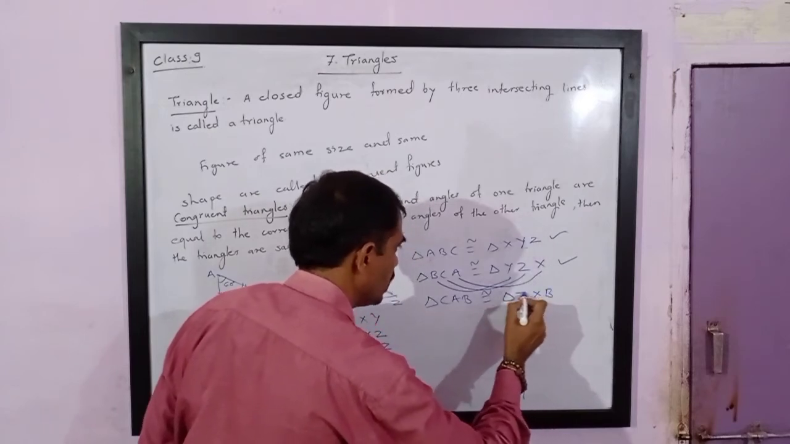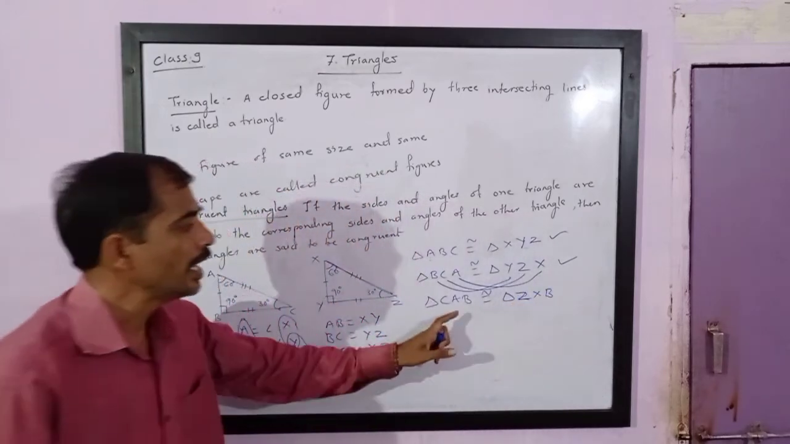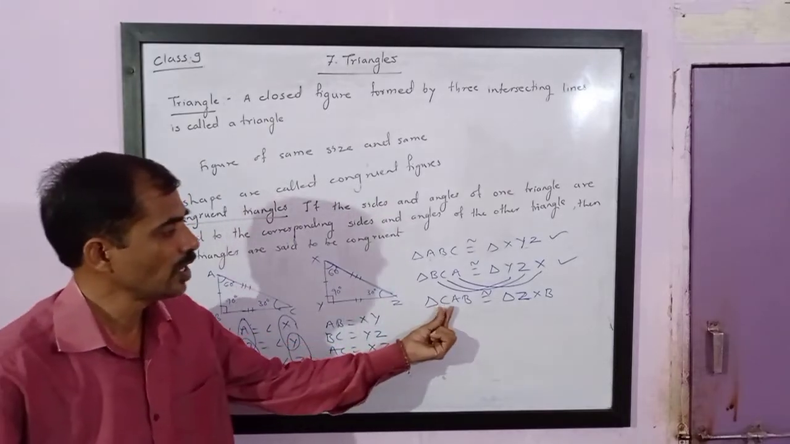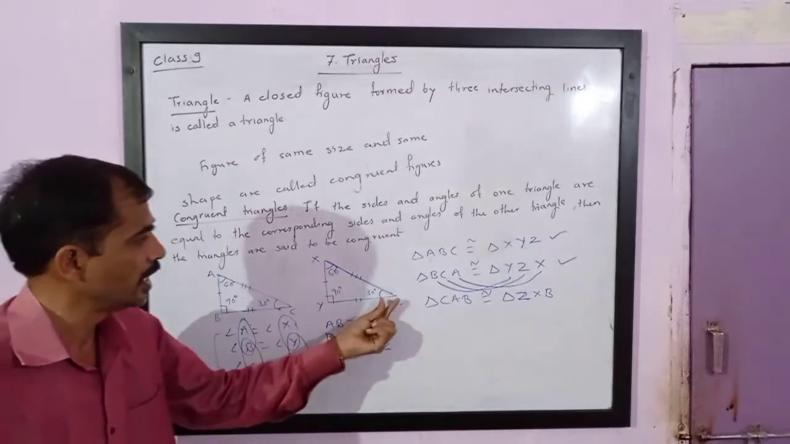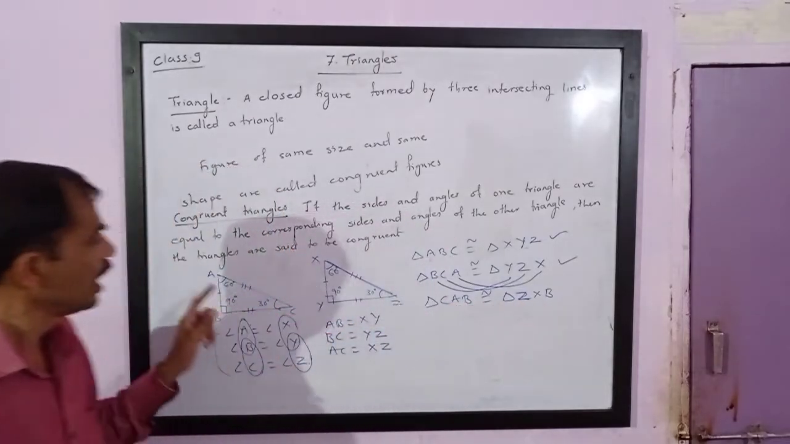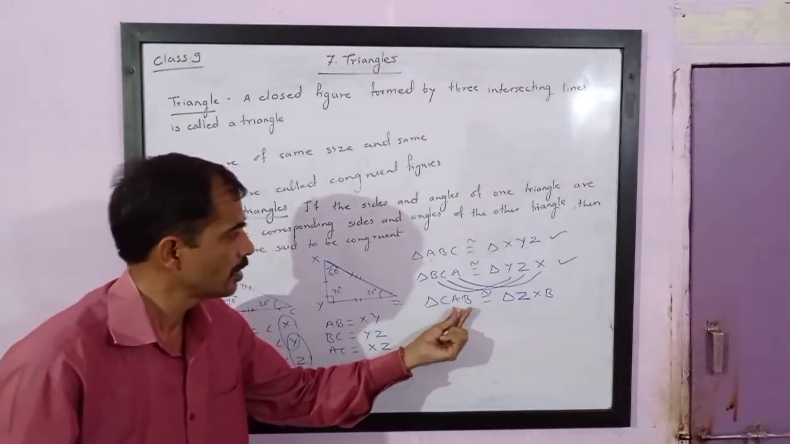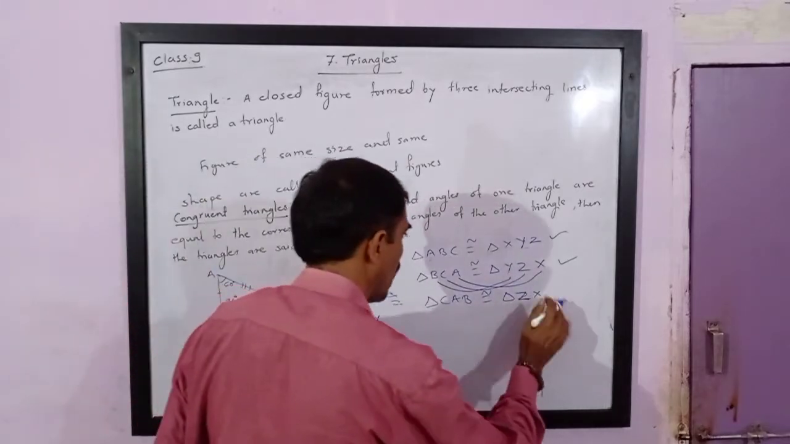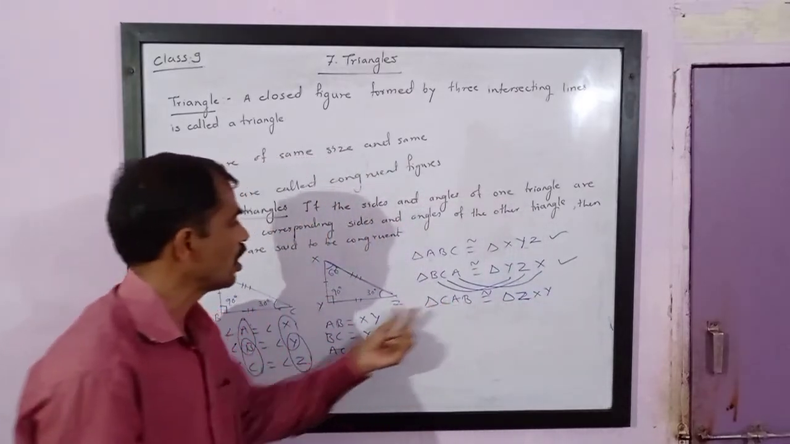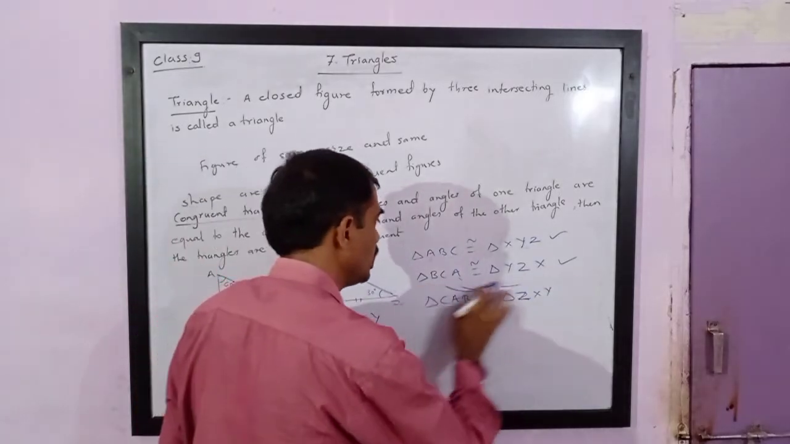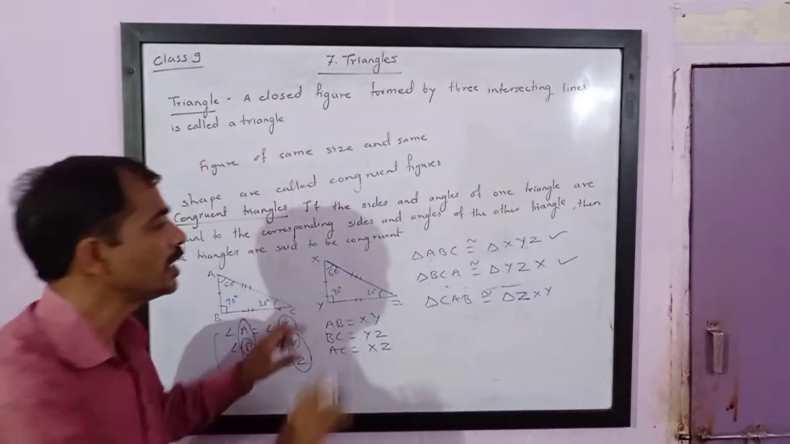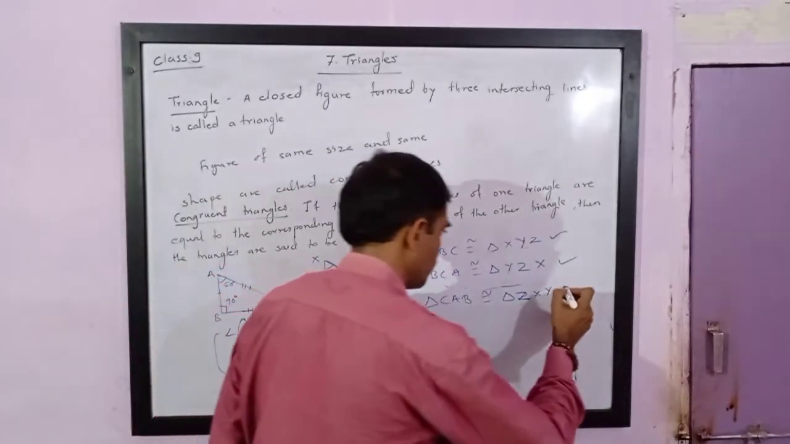ZXY. Please note, again we are talking about the same thing: the first vertex is congruent to the first vertex, C is congruent to Z, then A is congruent to X, and B is congruent to Y. Sorry, I made a mistake. B is congruent to Y. So, please note, this same figure can be written with 3 different names.